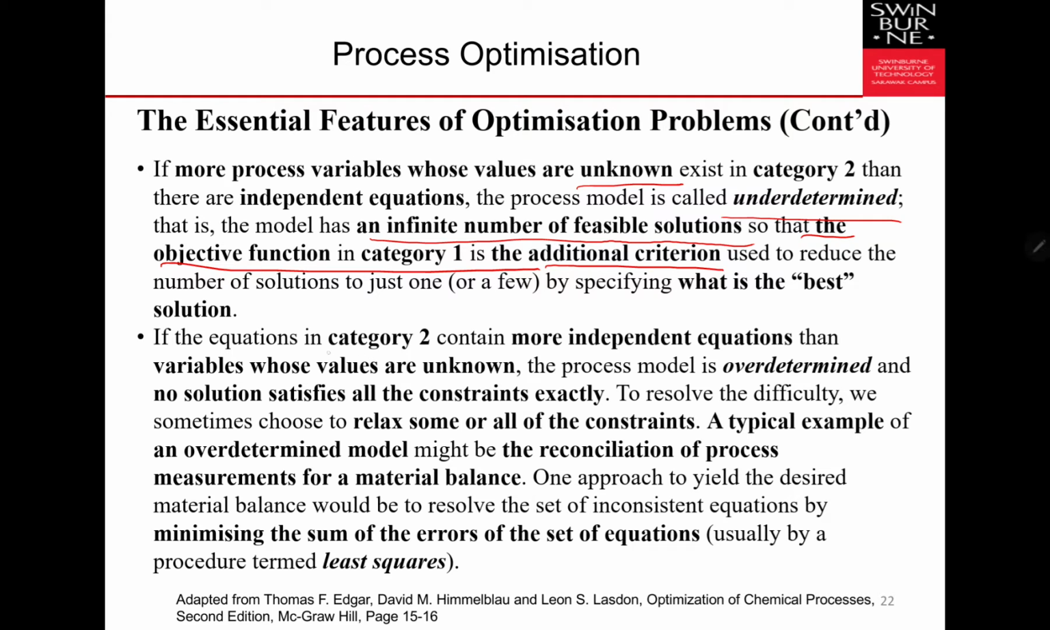If the equations in category 2 contain more independent equations than variables whose values are unknown, the process model is overdetermined. Okay, to resolve the difficulty, we should relax some of or all of the constraints. Okay, a typical example of an overdetermined model might be the reconciliation of process measurements for a material balance, which we will discuss in the next part of the video. Okay, one approach to yield the desired material balance would be to resolve the set of inconsistent equations by a procedure called the least squares.